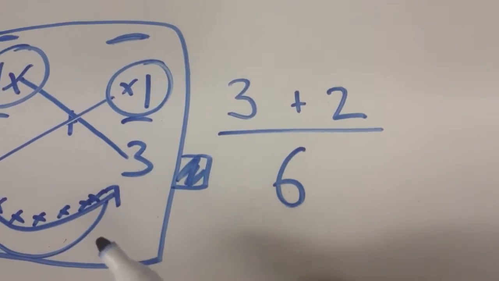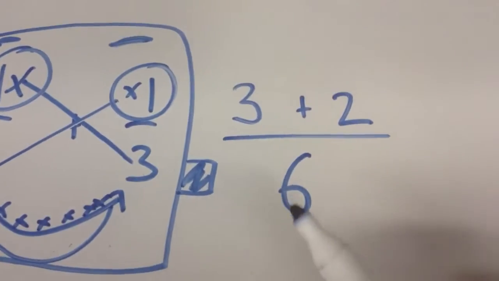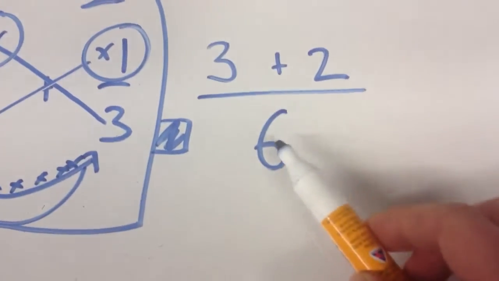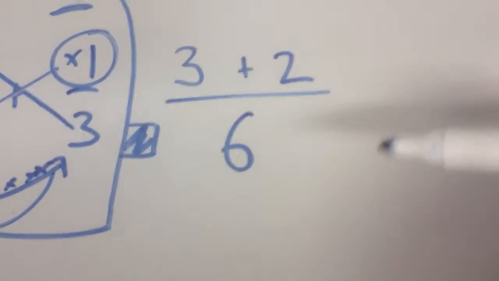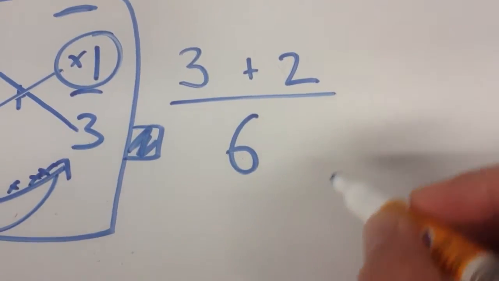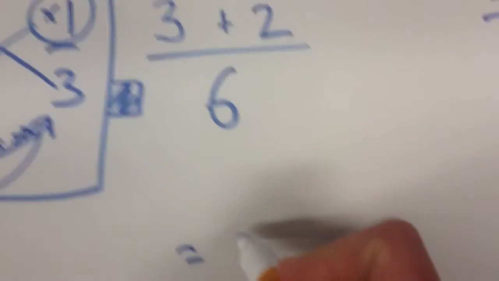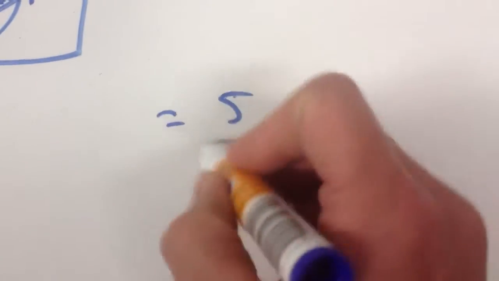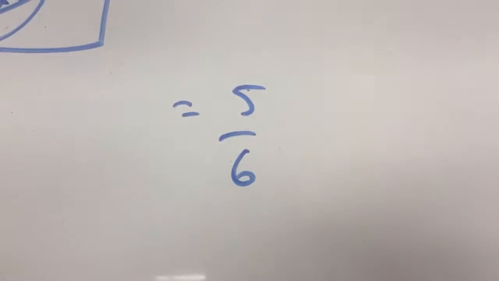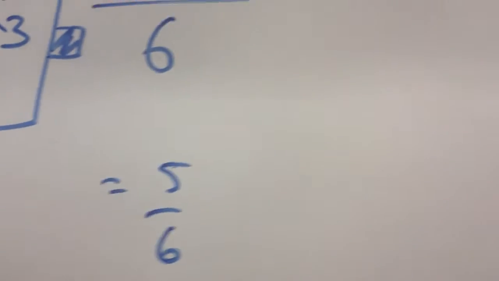But going back to our original sum, we've got half plus a third. We've turned it into 3 over 6 plus 2 over 6. So then you just basically add the numerators together, and this becomes 5 sixths. 5 sixths.